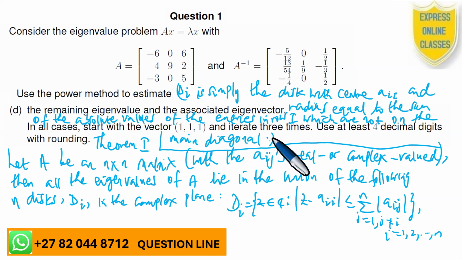So this is what we have precisely here. So now at this point, we reiterate this theorem 1. Let A be an n by n matrix with the aij's real or complex valued. Then all the eigenvalues of A lie in the union of the following n disks.